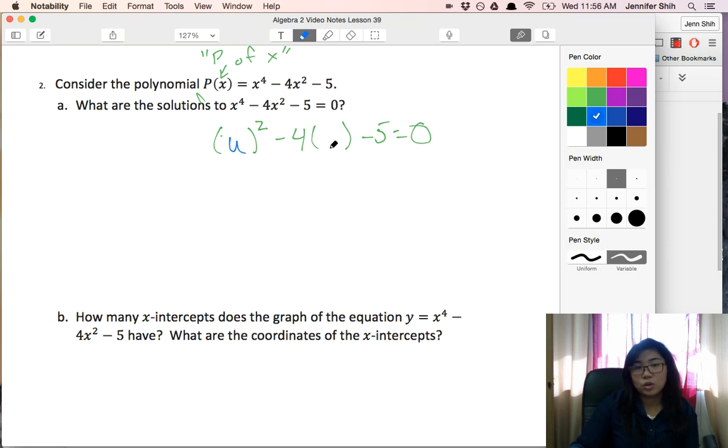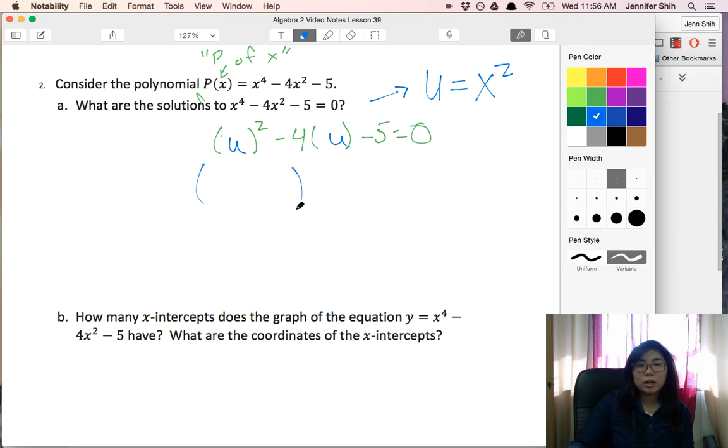If you saw this, you would be able to factor it, like if I did u squared minus 4u minus 5. So then you have to declare what your u is. u is equal to x squared. What squared will give you x to the fourth? You can say x squared. And negative 4 times what will be negative 4x squared? You can say u can equal x squared.